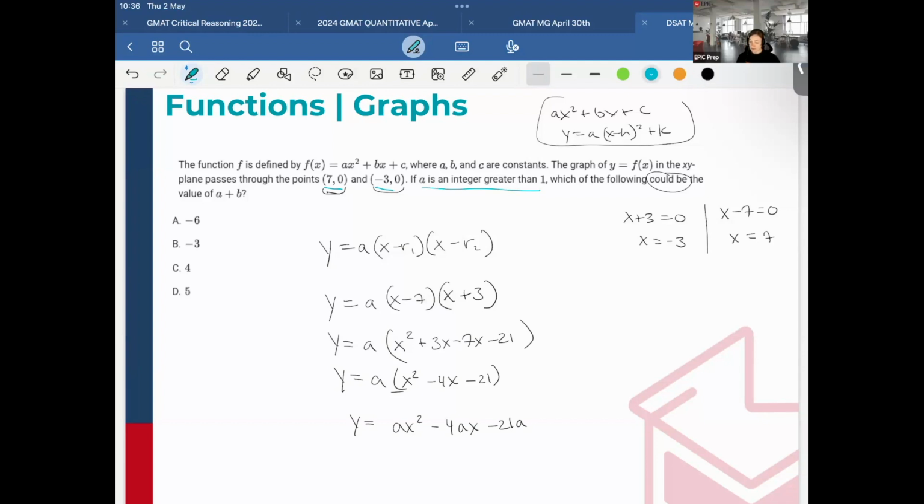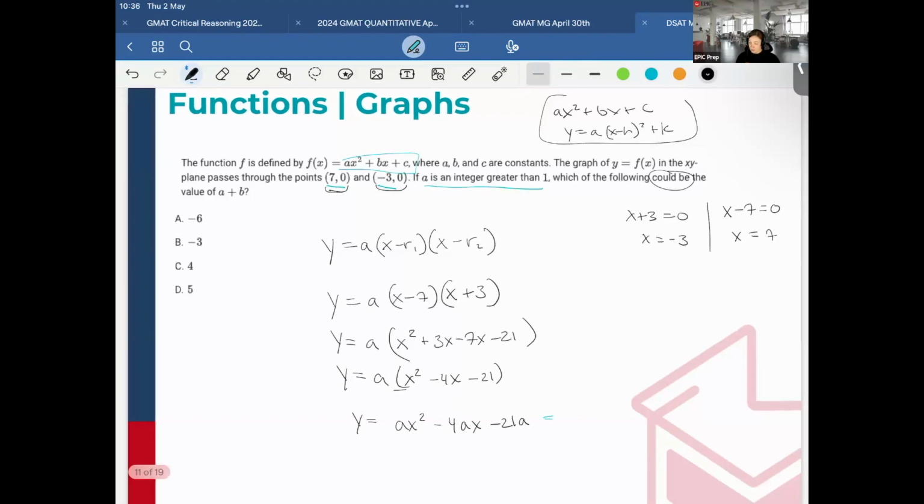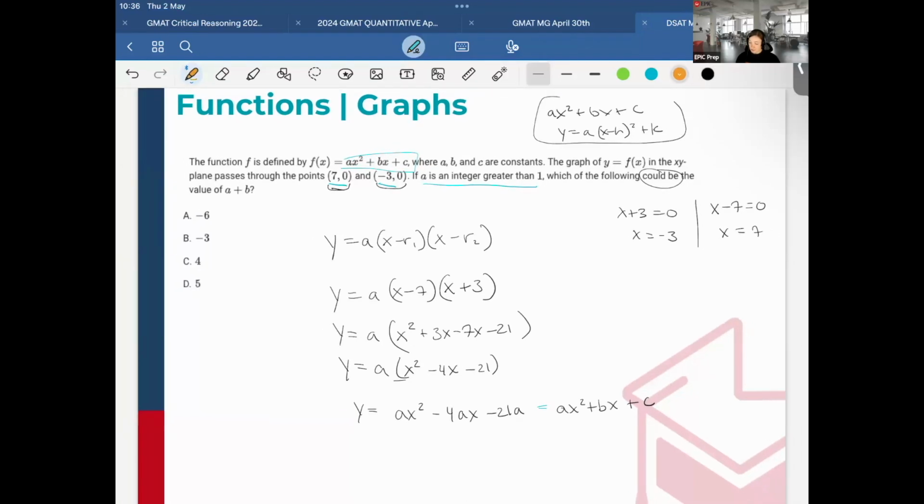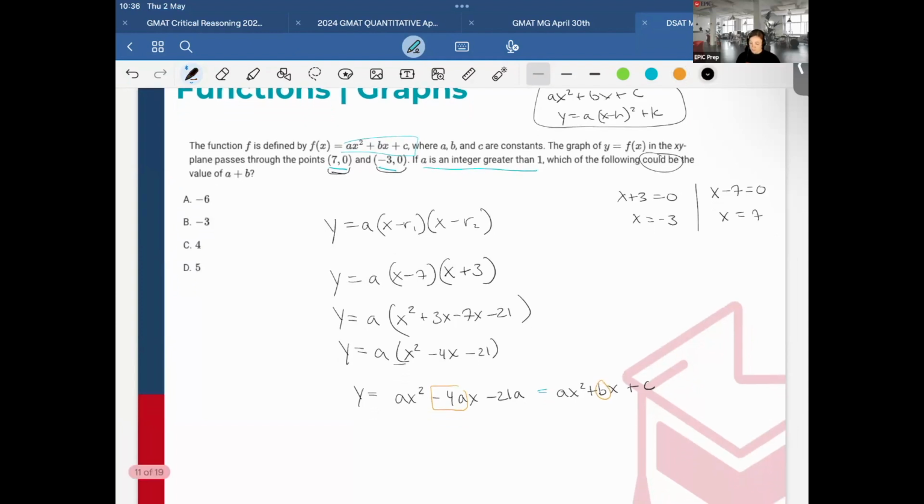Okay, and remember this is defined by this equation. So just to show, ax squared plus bx plus c. So from here, I for sure know that -4a is equal to b. And I can also see that -21a would be equal to the c value. And also with that too, I can see a is simply equal to a.